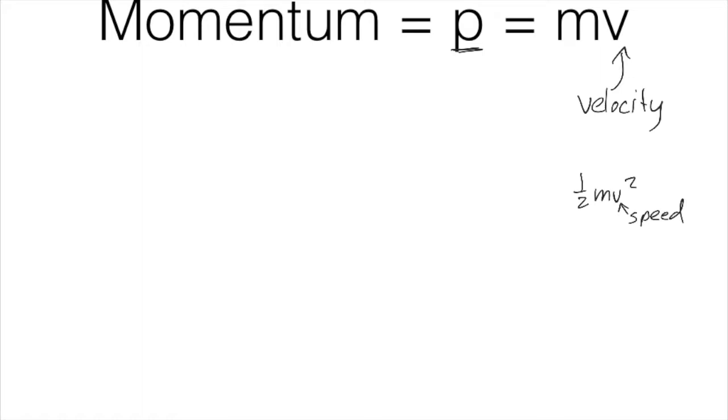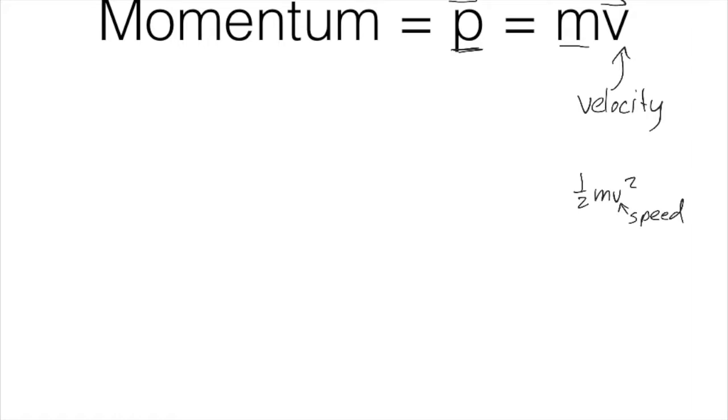You're going to use vectors here just like you did with the forces and the velocities and accelerations, everything else you've done vectors for. The thing is that the mass is a scalar number, the velocity is a vector. A scalar times a vector is still a vector. So momentum is a vector, which means it has a direction and it has a magnitude.